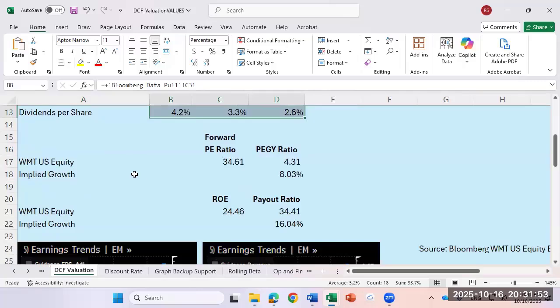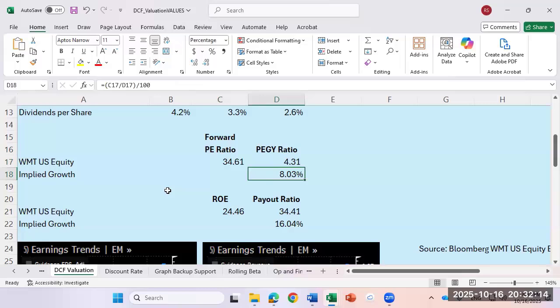Again, this is Walmart. I also do the PEG ratio. So the PEG ratio will give you a growth rate for what the market thinks, because the PEG ratio is the PE ratio divided by what the market thinks growth is going to be. So you get the PE ratio, you get the PEG ratio, you can back into the growth. For Walmart, their PE ratio is 34, their PEG ratio is 4. You divide 34 by 4, you get a growth rate of 8%. Real straightforward. But why wouldn't you use that number?